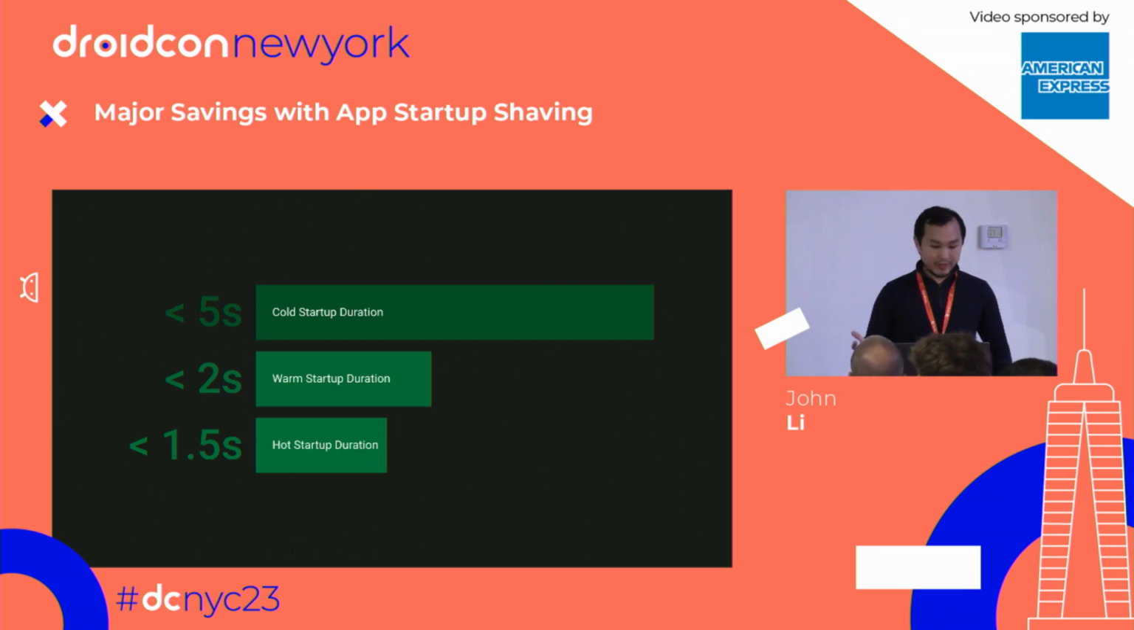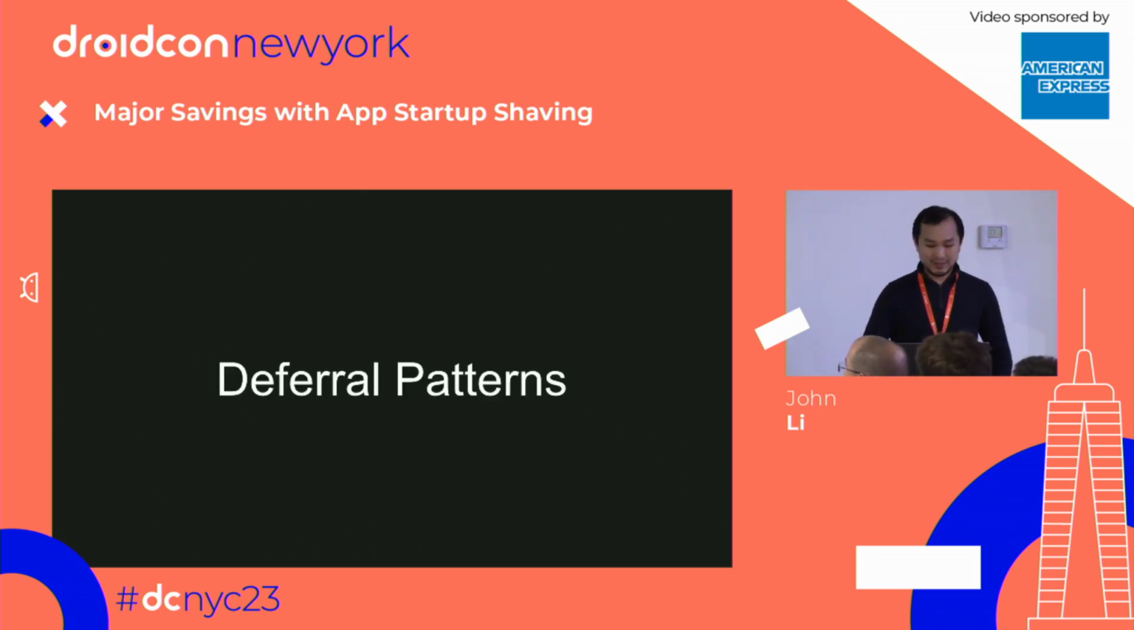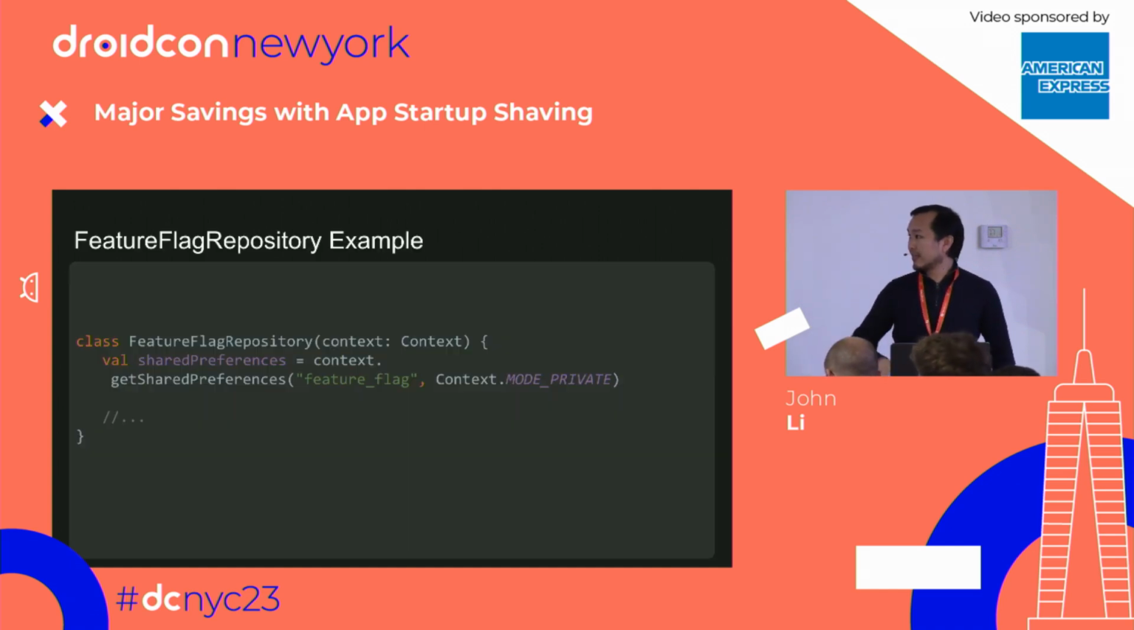Okay, so with all of this out of the way, we can talk about the first category of techniques we're going to go over, deferral patterns. The idea of deferral patterns is basically doing work closer to where it needs to be done, not earlier, not before. And we can look at an example of a feature flag repository. It basically tells us which A/B test flags are active or inactive. And this is backed by shared preferences, right?